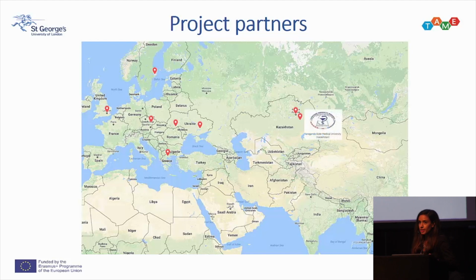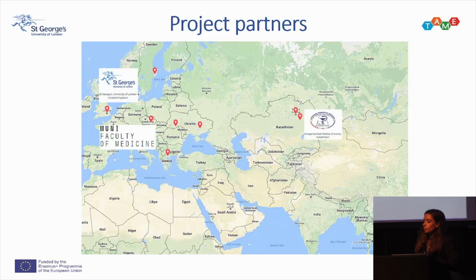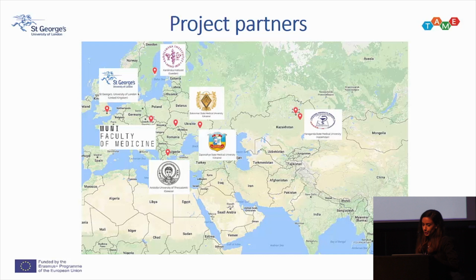We have Karaganda State University, who are the coordinators of the project, but also a partner in implementing the cases. We have St George's University of London. Then we have Masaryk University in the Czech Republic, Karolinska Institute, Aristotle University of Thessaloniki in Greece, and the partners who implemented this are Bukovinian State Medical University, Zaporozhye State Medical University in Ukraine, and then we have Astana Medical University from Kazakhstan as well. And then from Vietnam, we have Hanoi Medical University and Hue University of Medicine and Pharmacy.